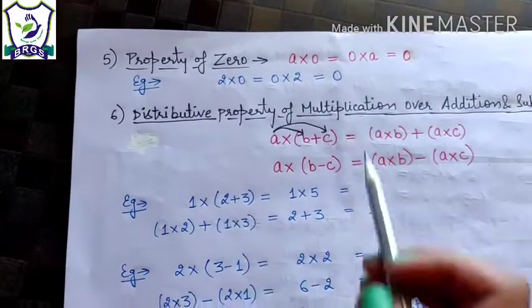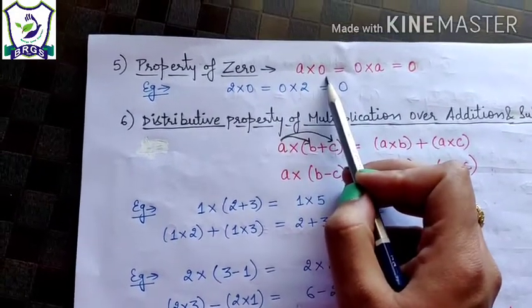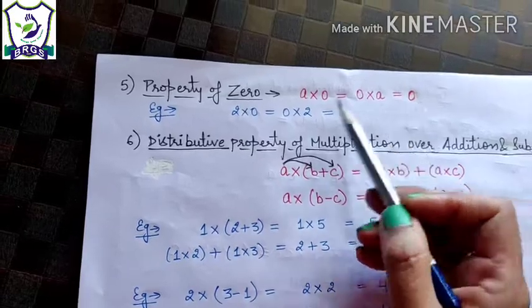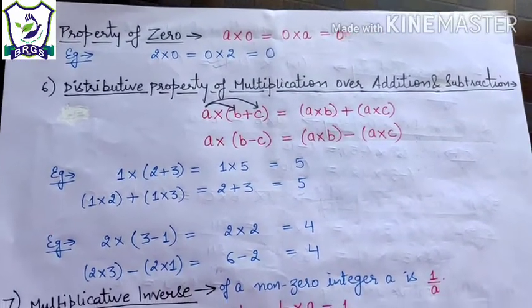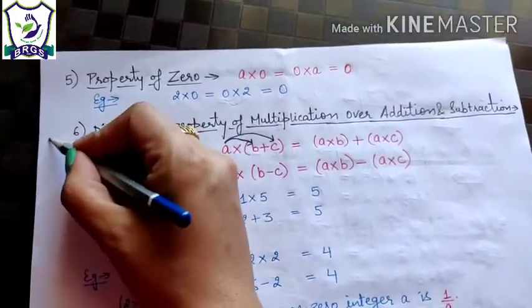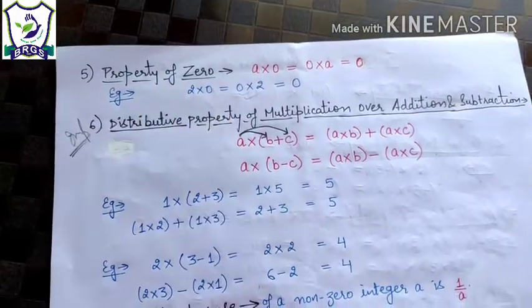Property of 0 means when any integer is multiplied by 0, then what will the product be? 0. So this is called the property of 0. When 0 is multiplied by any integer, the product is always 0. Now this is a very important property here.